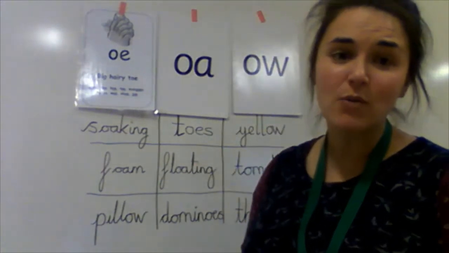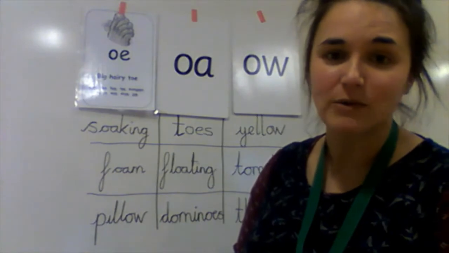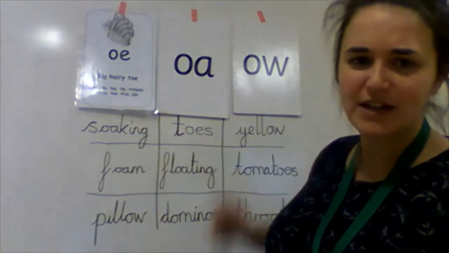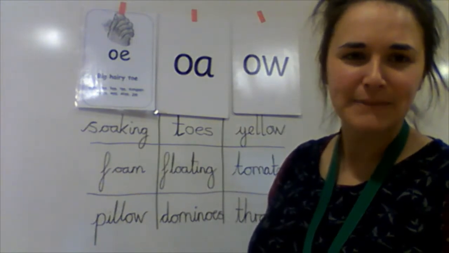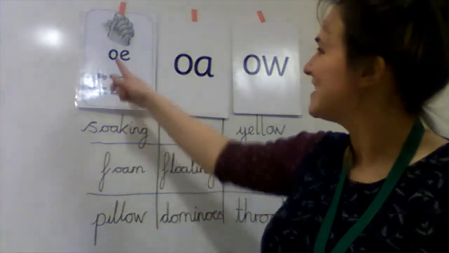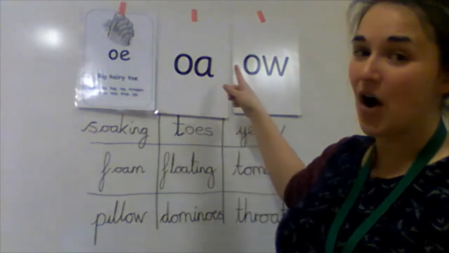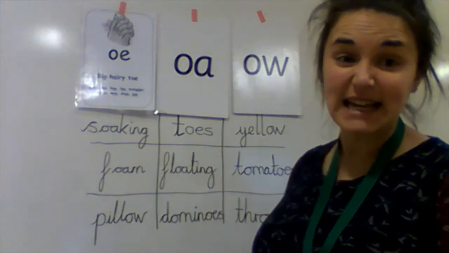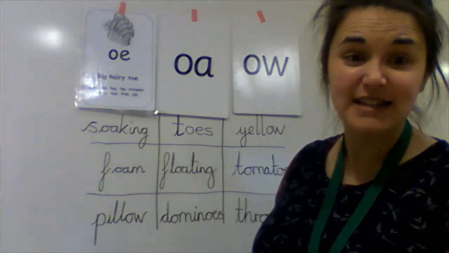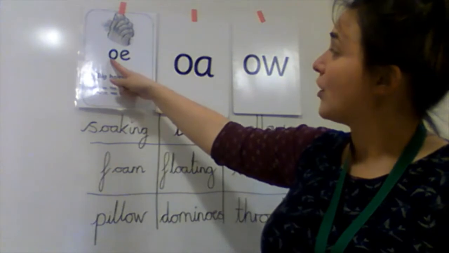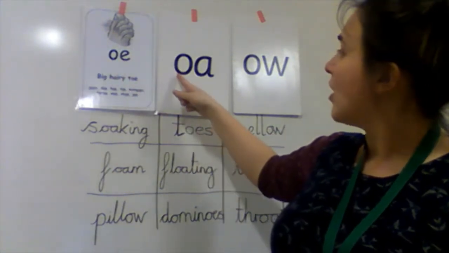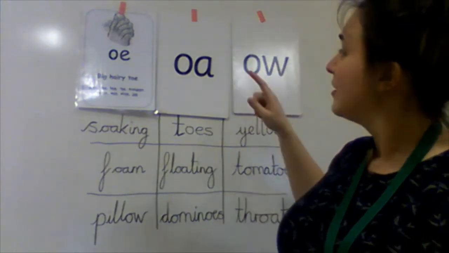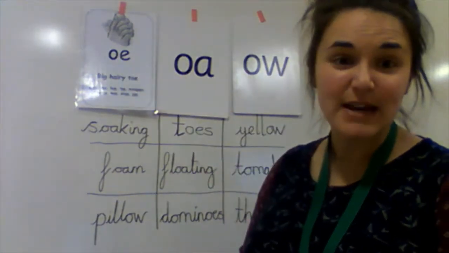So we've got three ways of writing the same sound. What's the same about each of these ways? I hope you said that there's an O at the start of each of these digraphs, but it's the second letter in the pair that's different. So here we've got an O and an E, here an O and an A, an O and a W. But it's the first letter that's the same in each of them.